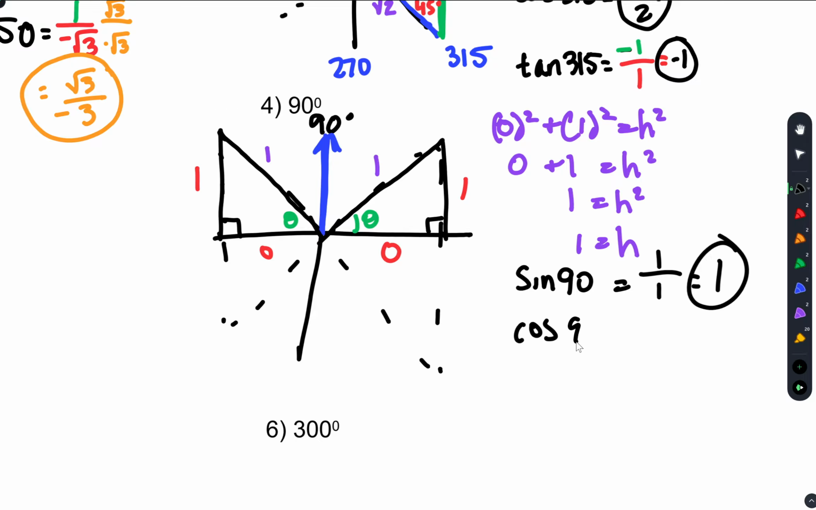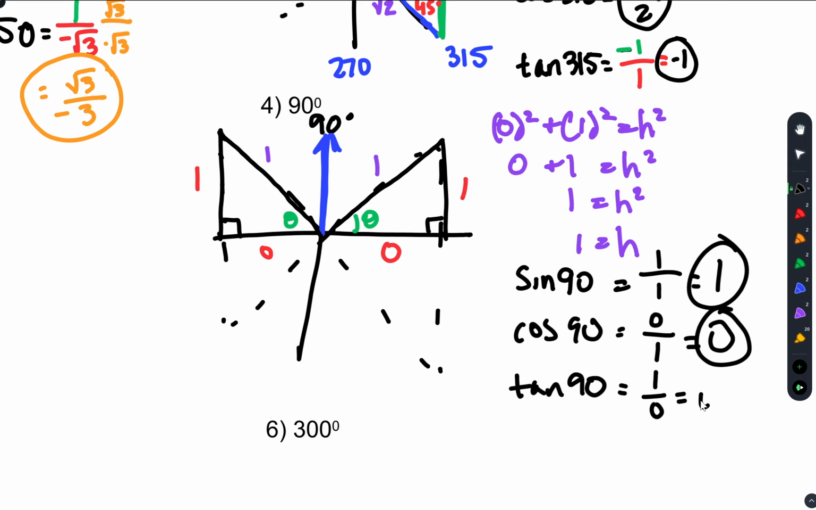For cosine of 90, adjacent over hypotenuse. The adjacent here is 0. So 0 over 1 is 0. And then lastly for tangent, tangent is opposite over adjacent, 1 over 0. We know we can't divide by 0, so this is undefined.